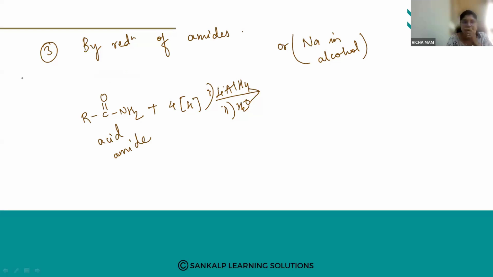In the presence of lithium aluminum hydride followed by hydrolysis. Okay, so what are we going to get? RCH2NH2, plus water. So what we got is a primary amine. Okay, we got a primary amine. Is it clear?